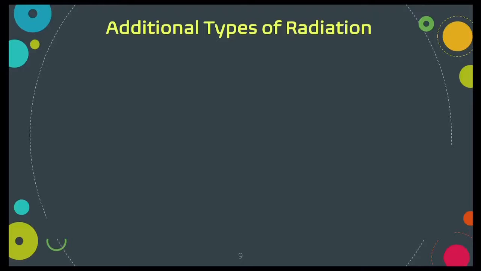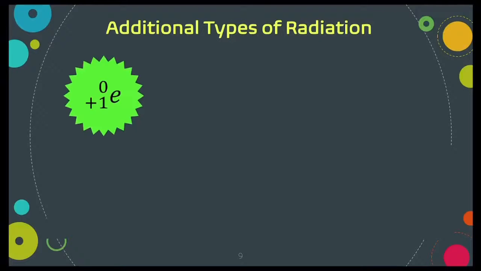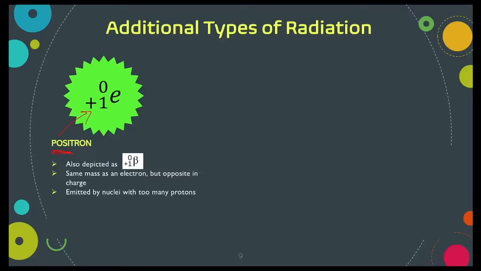Some additional types of radiation that you're going to be required to know if you're in an honors chemistry course are the positron. So the positron, if you look at the symbol, is very similar to a beta particle. It's also depicted using the same Greek letter as the beta particle, but you'll notice that even though the mass is similar to that of an electron, it has an opposite charge. So the positron, positive, right, has a positive charge. And a positron is emitted by nuclei with too many protons. And because of its small mass, its penetration power is similar to that of the beta particle.